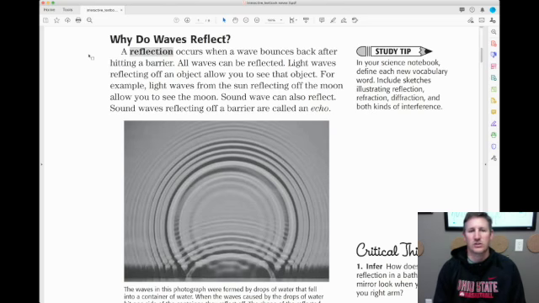A reflection occurs when a wave bounces back after it hits a barrier. All waves can be reflected. Light waves reflect off an object, allowing you to see the object. For example, light waves from the sun reflecting off the moon allow you to see the moon. Sound waves can also be reflected, and sound waves reflected off a barrier are also called an echo. So when you're standing on a tall area and you yell and you can hear it come back, that's the sound waves being reflected back off of the mountain.